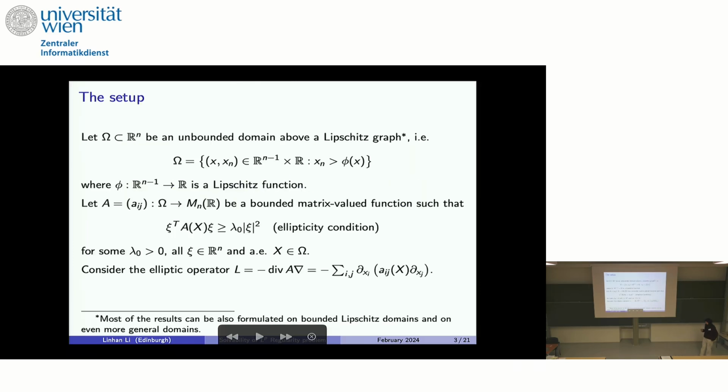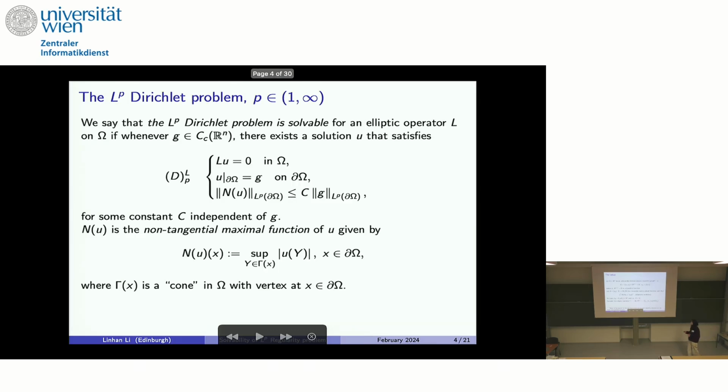So what's the setup? I will take a domain omega in Rn, and for the simplicity of the talk, I will assume that this is an unbounded domain above a Lipschitz graph. But all the formulations, all the results can be formulated for the bounded Lipschitz domain as well, and even on more general domains. So the matrix A is an n by n matrix, consists of bounded and measurable functions, and it satisfies this ellipticity condition. And we will consider the elliptic operator in divergence form. All right, so this is the elliptic setup.